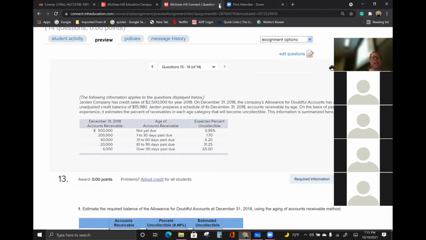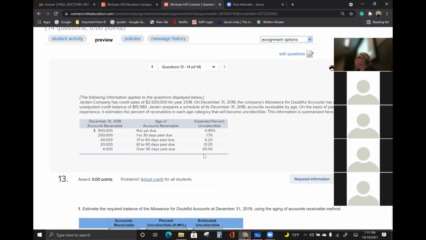Okay, so here's your table that summarizes that. If it's current, not due yet, they're saying maybe 0.95% we won't collect. As we get older, the percentage is going to increase because it's more likely that we won't collect. So I have 4,000 over 90 days. Well, I'm saying 65% probably won't collect because it's over 90 days. So I have a table that I have to figure out the estimate.